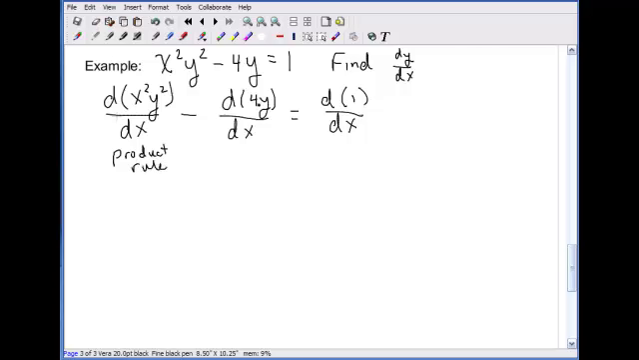And for this case, we have a y to a power, so we can use the regular power rule, although it's with a y, so we're going to be tacking on dy/dx. And here we're taking the derivative of a constant, so we use the constant rule.